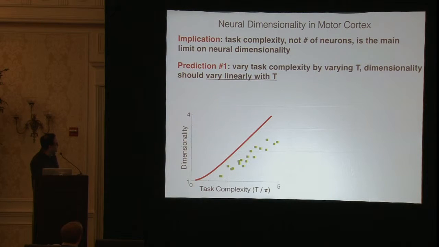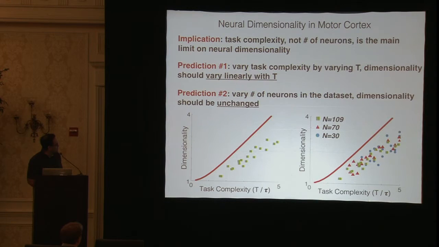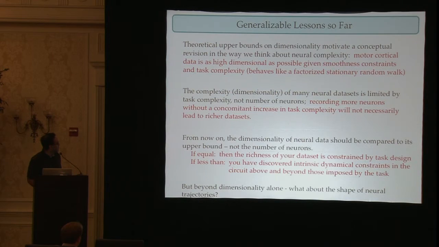So here's prediction number one verified. This is the dimensionality of the data set as a function of the amount of time, and we see a linear scaling with time that closely hugs the upper bound. And here we see that if we drop neurons, we essentially have no effect on the dimensionality of the data. Right? So, as a theoretical neuroscientist, our business is to make non-trivial predictions, so it's nice that these became verified.